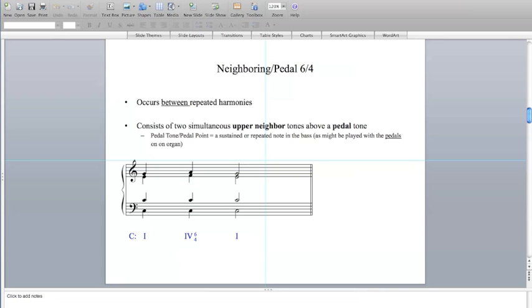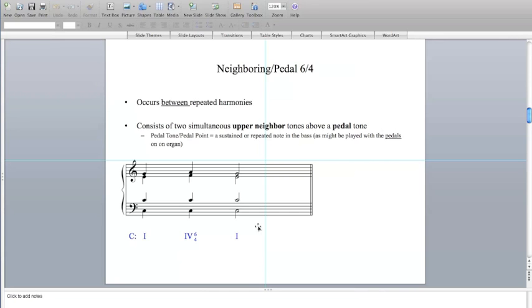Neighboring or pedal 6/4 occurs between repeated harmonies. You can think of it as two simultaneous upper neighbor tones above a pedal tone. Pedal tone, if you don't know, also called a pedal point, is a repeated or sustained bass note. Terminology comes from the organ, played with the organist's feet. Sustained note can be played with the pedals on an organ.